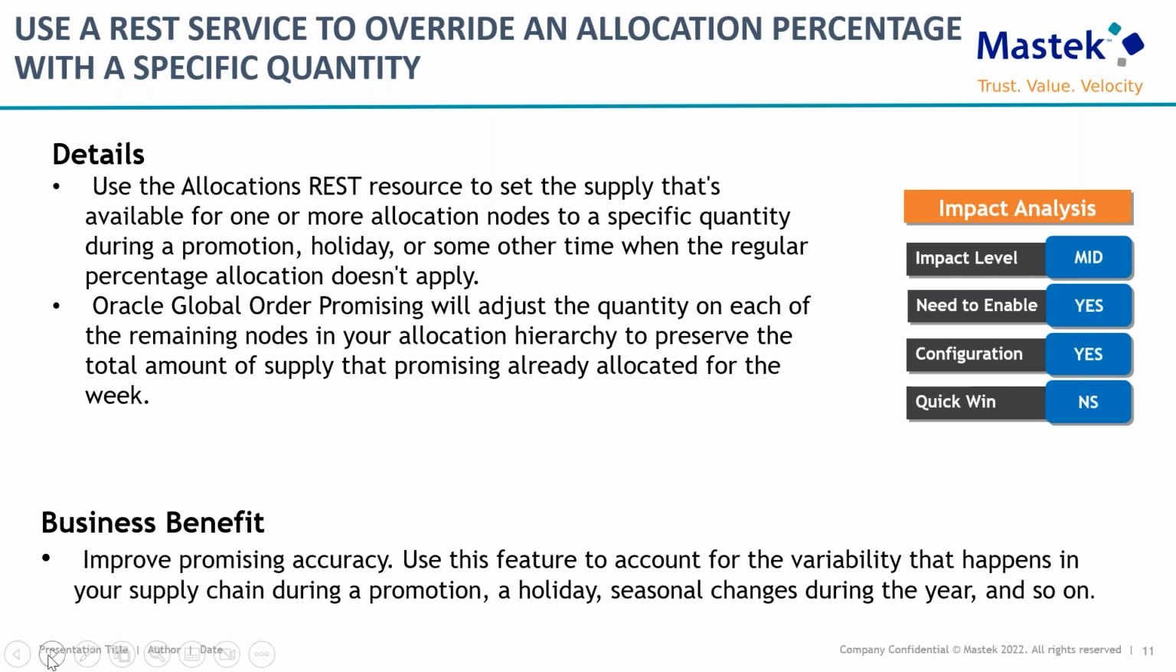While we talk about the business benefits over here, it can improve the order promising accuracy. We can use this feature for variability that happens in your supply chain during a promotion, a holiday, or a seasonal change that you face during the year, and so on. The impact level analysis for this particular feature is medium. You need to enable the feature, yes, and the configurations are required.